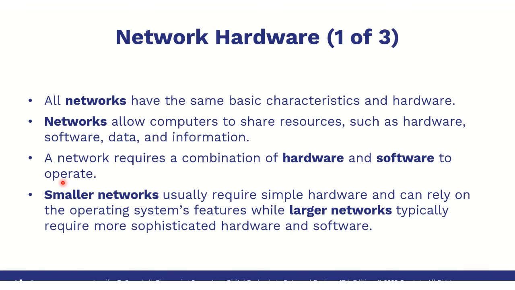All networks have the same basic characteristics and hardware. Networks allow computers to share resources such as hardware, software, data, and information. A network requires a combination of hardware and software to operate. Smaller networks usually require simple hardware and can rely on the operating system's features, whereas larger networks typically require more sophisticated hardware and software.